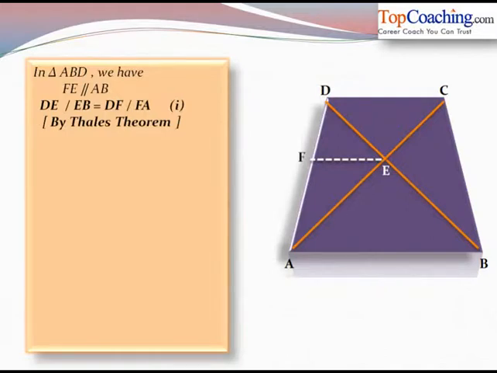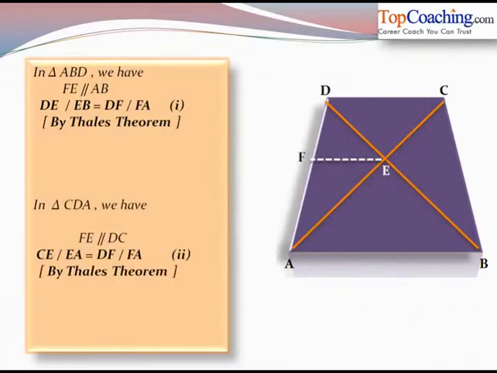Now this is the required figure, and if we consider triangle ABD, so this is the triangle we are considering. In this triangle we have FE parallel to AB. This line segment is parallel to AB. So by Thales theorem we have DE by EB equal to DF by FA. This is by Thales theorem, and let us say that this is equation number 1.